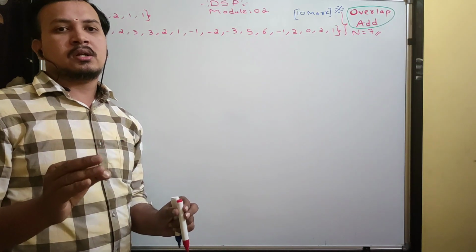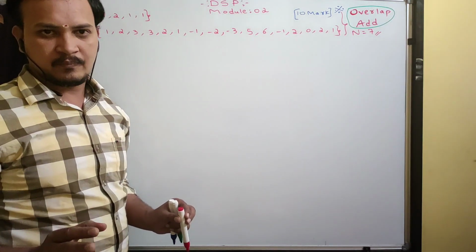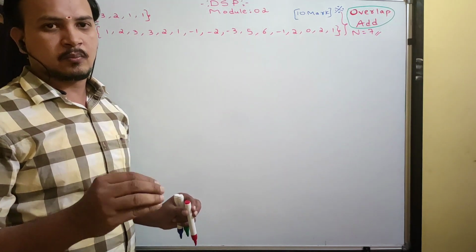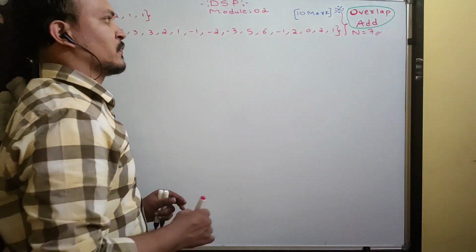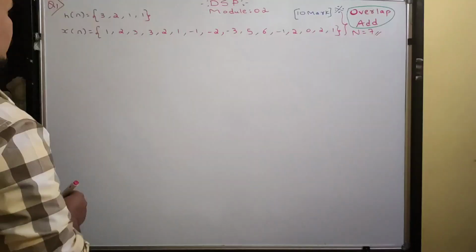Almost every student has to score full marks in the overlap add and save method. Then only you have the possibility to get more marks in Module 2. Okay, fine. We can start how to solve this problem.